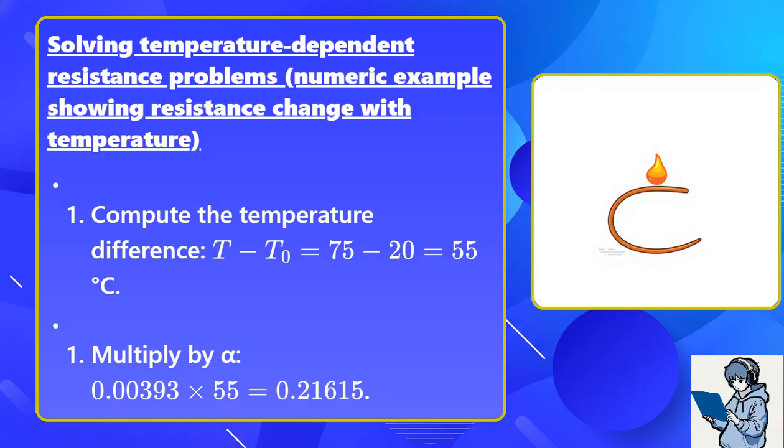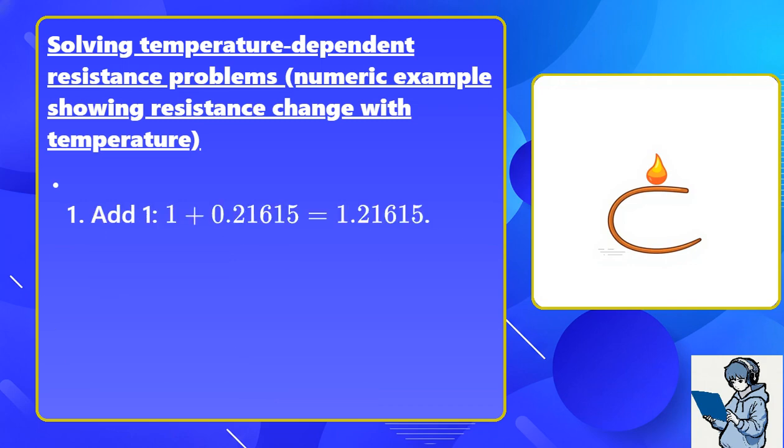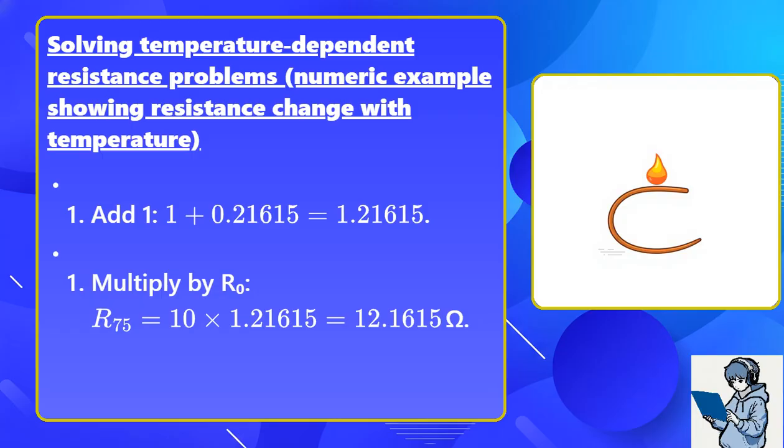Step 4. Multiply by alpha. 0.00393 times 55 equals 0.21615. Step 5. Add 1. 1 plus 0.21615 equals 1.21615. Step 6. Multiply by R sub 0. R sub 75 equals 10 times 1.21615 equals 12.1615 ohms. Result: the wire's resistance at 75 degrees Celsius is approximately 12.2 ohms.